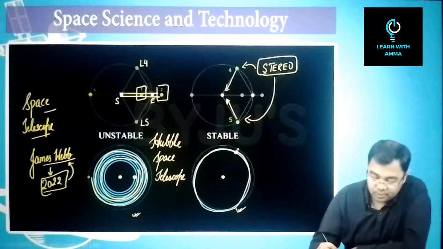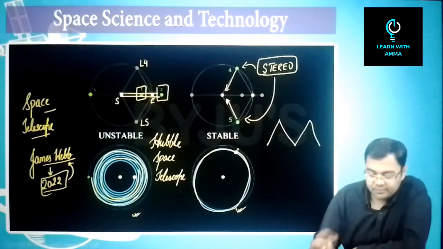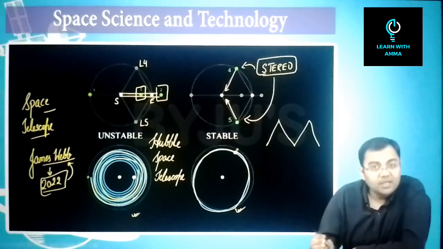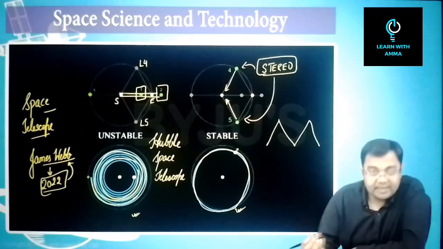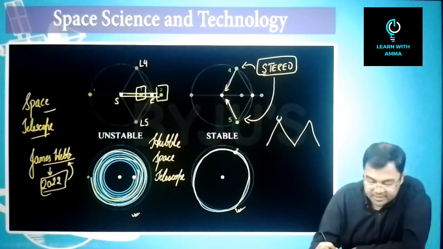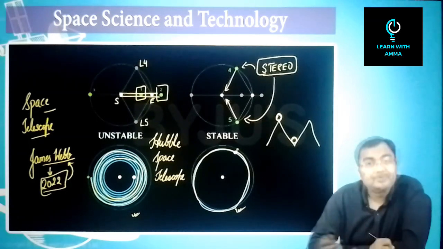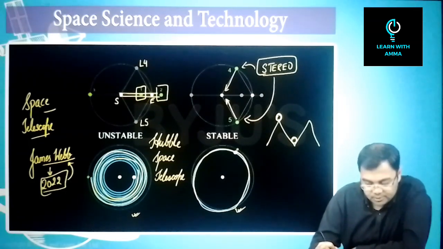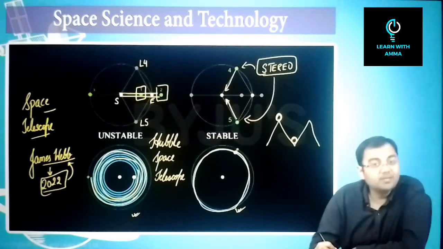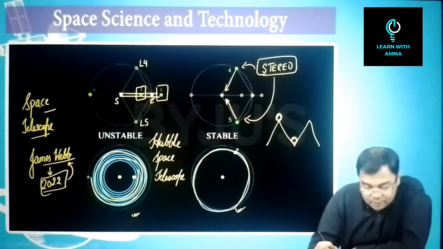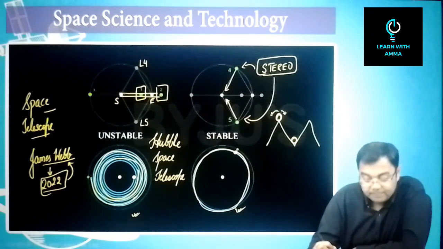So, very stable points. The analogy that we take for L4 and L5 is, if you take this as a hill and valley situation, let's say there is a ball that I place here and there is a ball that I place here. You can have this point also as stable. You can place the ball here as well. But as soon as it is dislodged, it will be completely dislodged.